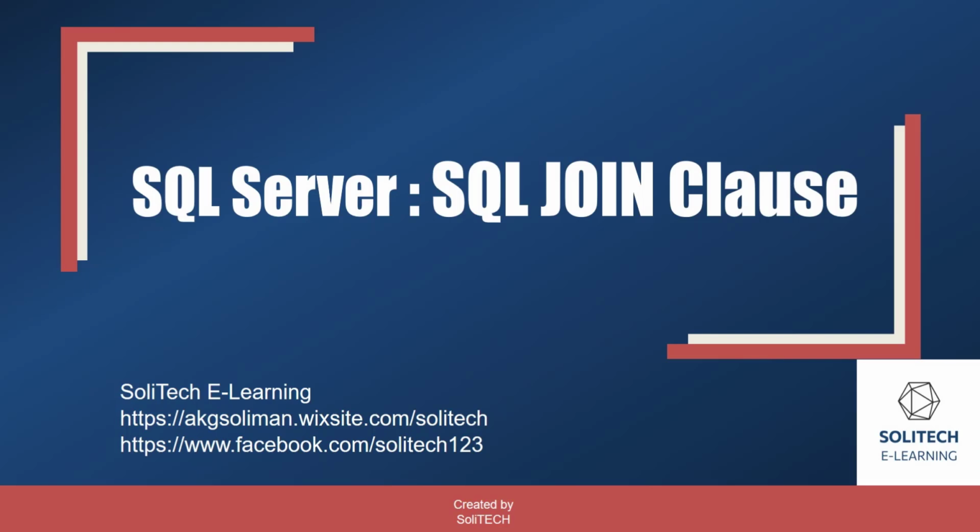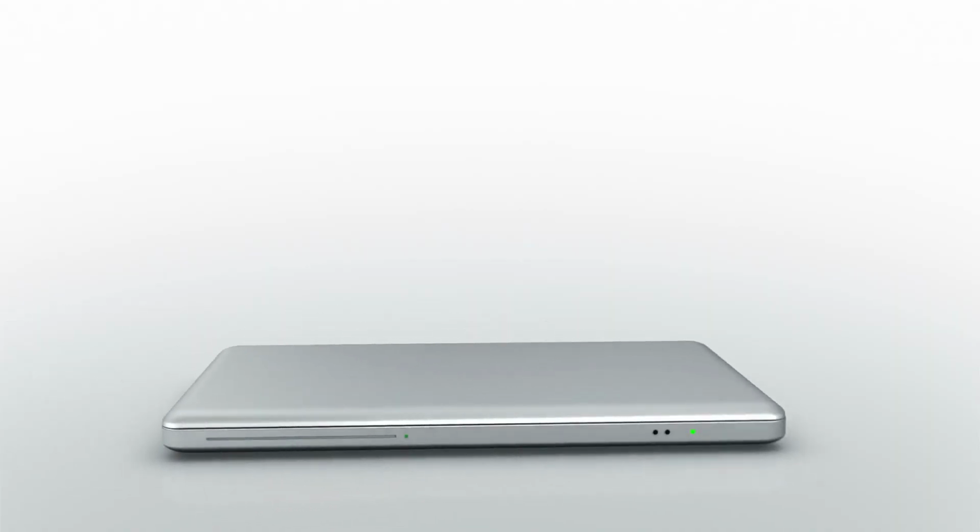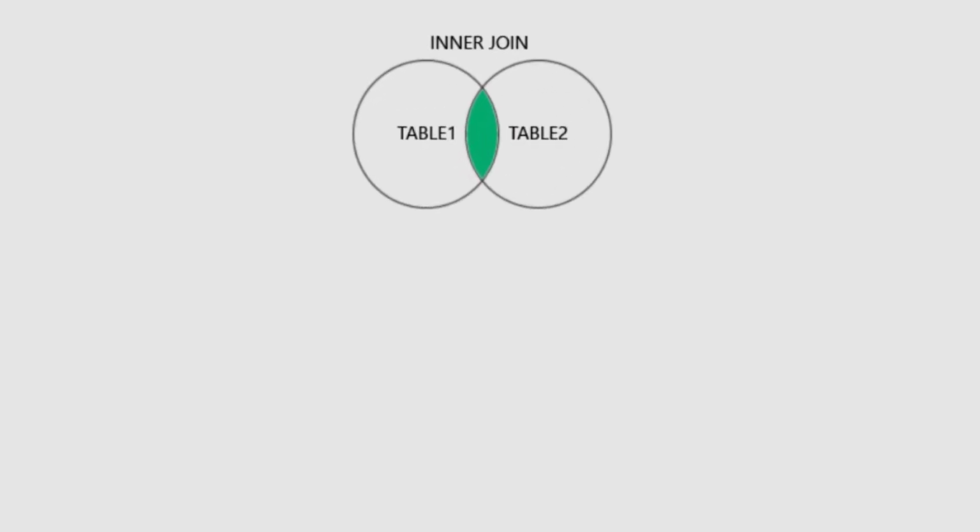Let's see what types of SQL join clauses there are and the difference between them. The first type is inner join. This type returns records that have matching values in both tables.